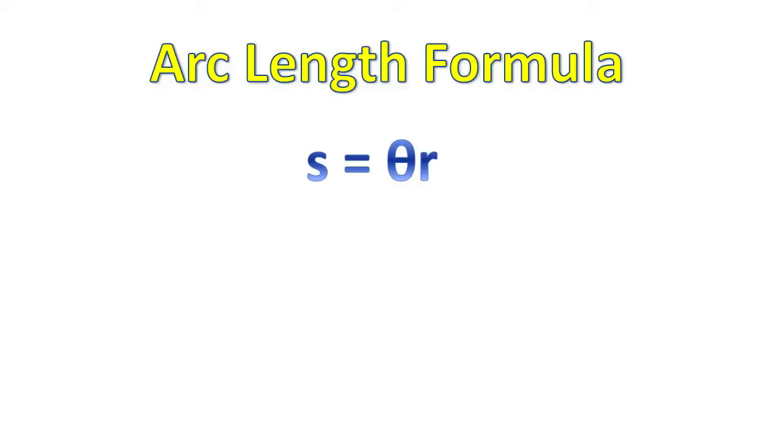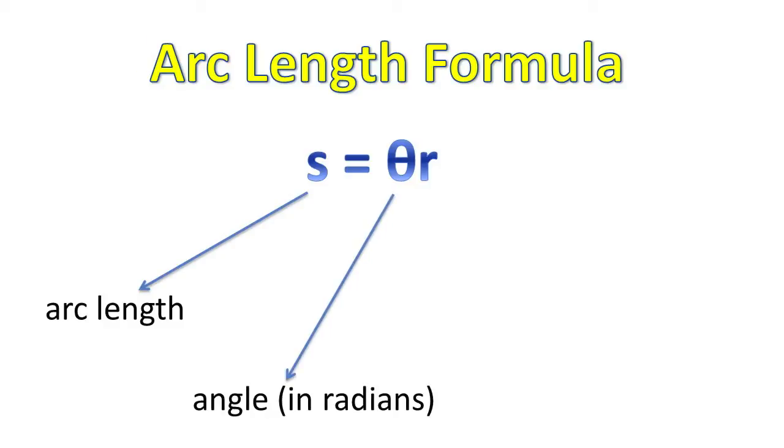The arc length formula is S equals theta r. Very simple to understand. The S is the length of the arc. That's usually what you're trying to find. Theta is the angle in radians. It won't work if you do it in degrees. And r is the radius of the circle.